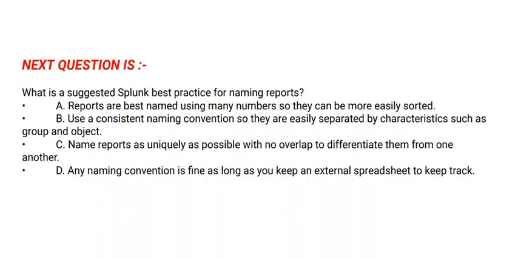Next question is, what is a suggested Splunk best practice for naming reports? Options are, option A, reports are best named using many numbers so they can be more easily sorted. Option B, use a consistent naming convention so they are easily separated by characteristics such as group and object. Option C, name reports as uniquely as possible with no overlap to differentiate them from one another. And option D, any naming convention is fine as long as you keep an external spreadsheet to keep track. The correct option is option B.